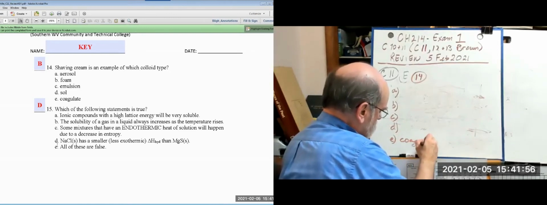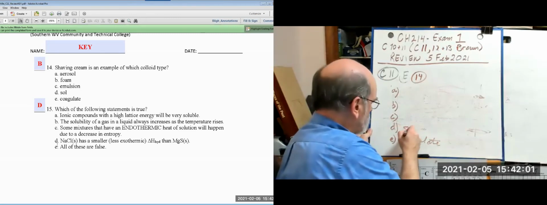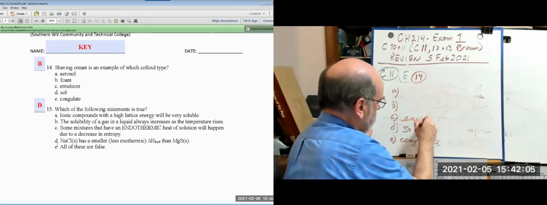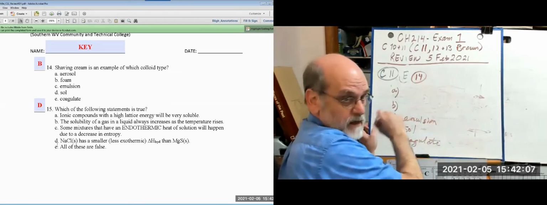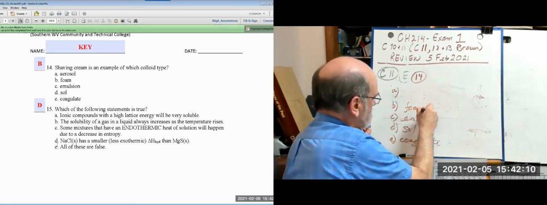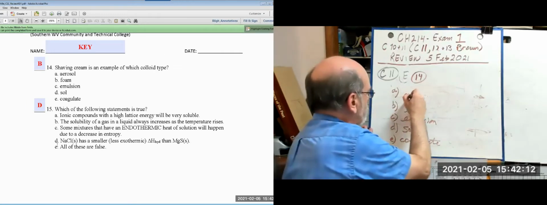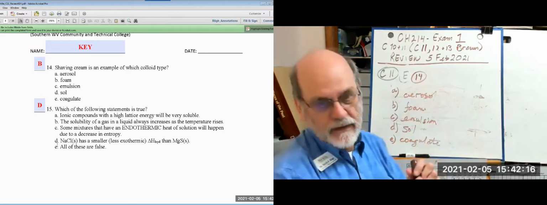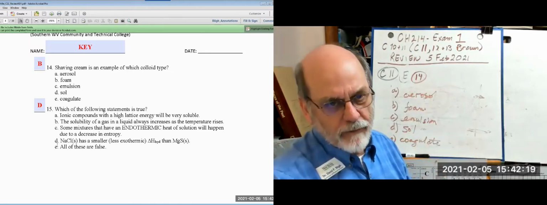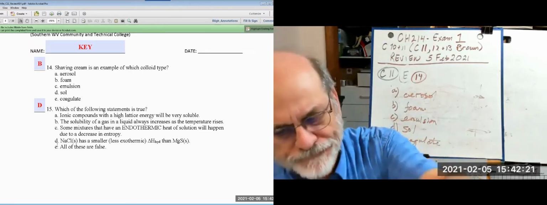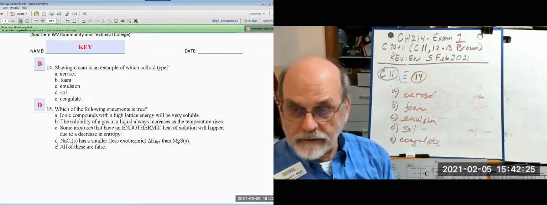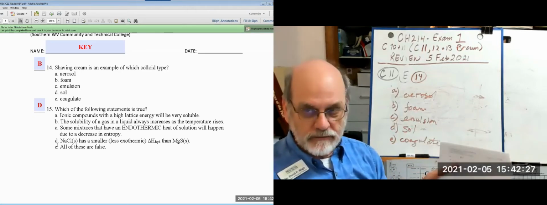Coagulate. Sol. Emulsion. Foam. And aerosol. Okay. Now, what are we talking about here? Well, we're talking about a colloid. We're not talking about a solution.